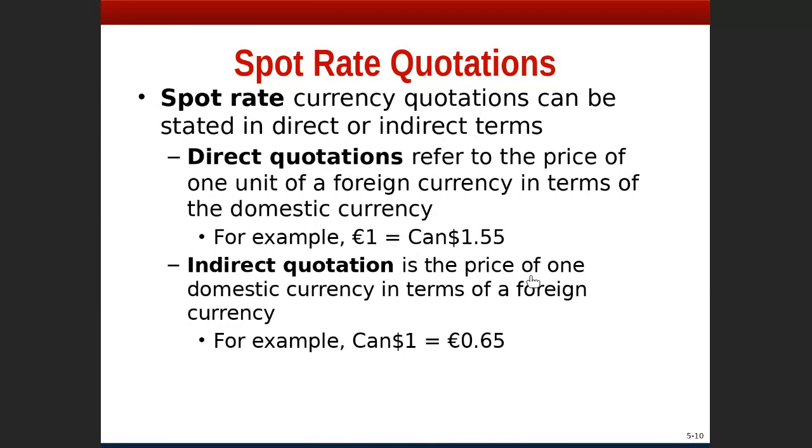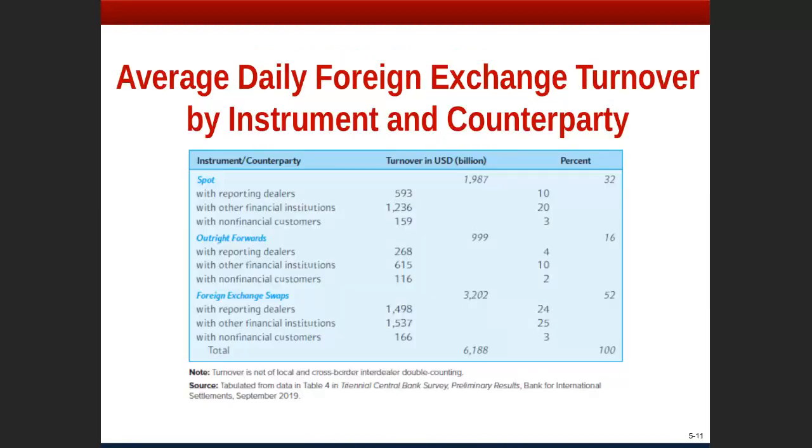Indirect quotation is the price of 1 domestic currency in terms of a foreign currency. So now if the question is, well, if I'm in possession of the euro and I'm interested in purchasing Canadian dollars, how much would 1 Canadian dollar cost me? In this case, 1 Canadian dollar will cost me 0.65 euros.